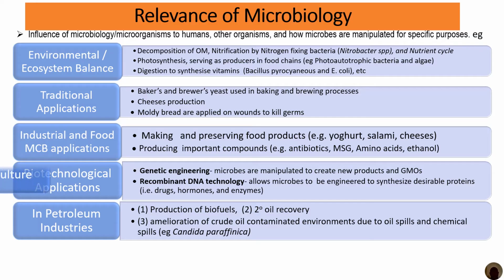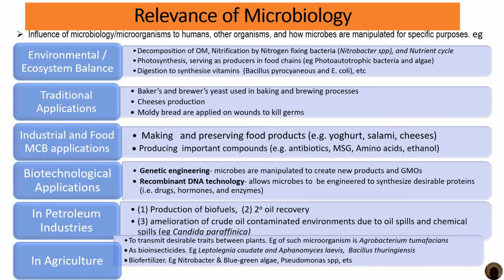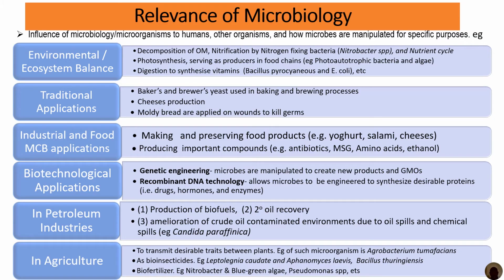Now, another modern application is in agriculture, agricultural microbiology, in which microorganisms are used for a number of processes such as transmission of desirable traits between plants. Some microorganisms can be used to transmit genetic characters from one plant to another. For example, Agrobacterium tumefaciens. Some microorganisms are also used as bioinsecticides. For example, some fungi such as Leptolegnia caudata and Aphanomyces laevis are capable of parasitizing mosquito larvae and are therefore used in the control of such insects. Another example is Bacillus thuringiensis, a bacterium that parasitizes insect pests, and it is therefore applied on the field in the farms to control pests of crops.